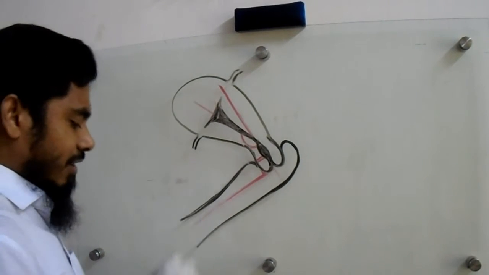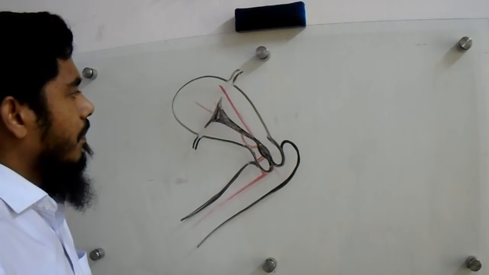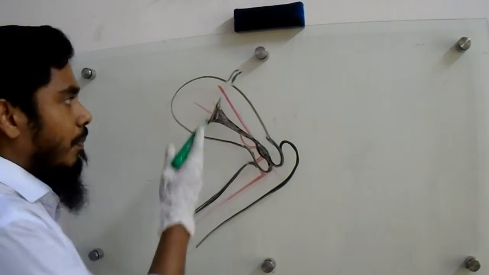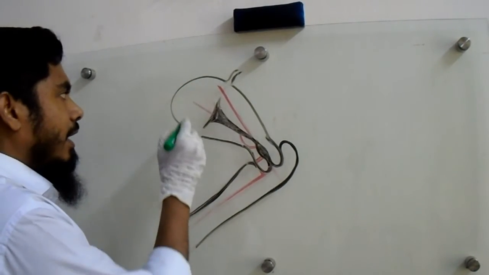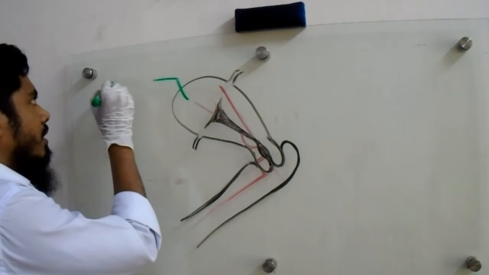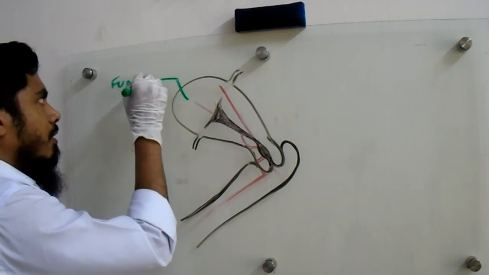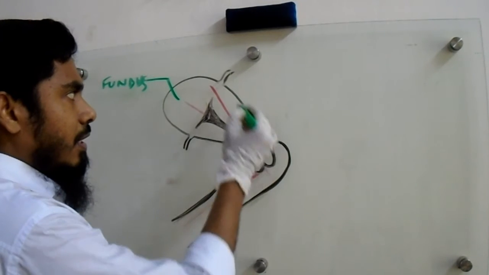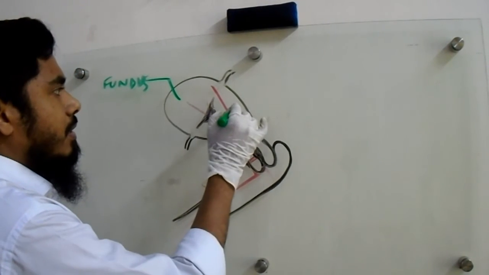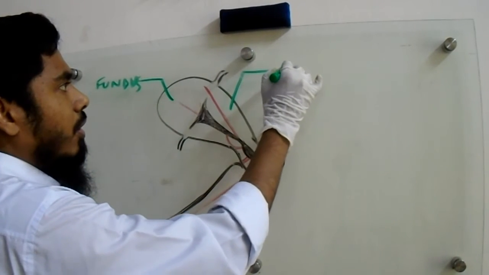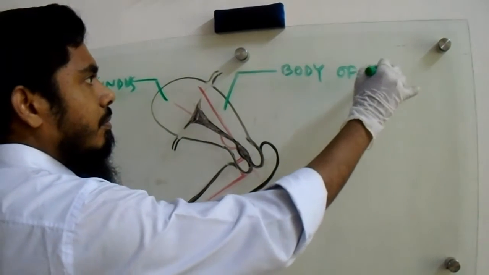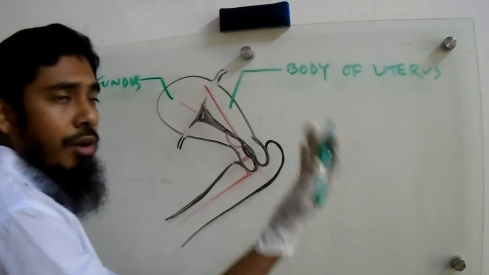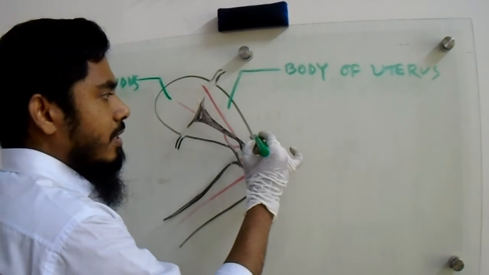Now it is time to label this figure. We know that if we draw an imaginary line from the opening of one uterine tube up to the another uterine tube, the area above the imaginary line is termed as the fundus of the uterus. Here is the fundus of the uterus. And area below the imaginary line up to the isthmus, this portion is the body of the uterus. Here this portion is the body of the uterus. And it is the isthmus. From the outside, this constriction is known as the isthmus.